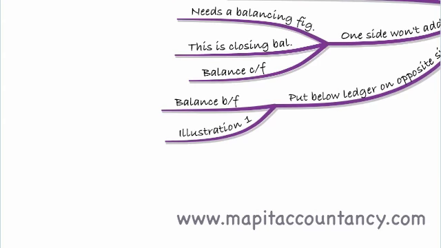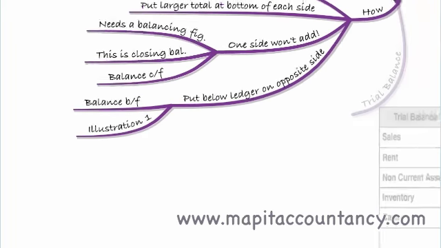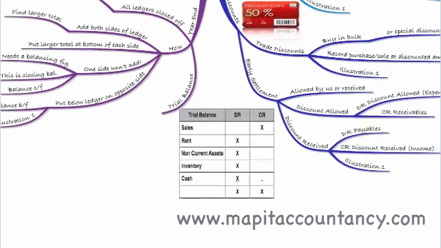So now that we have balanced off all of our ledger accounts, we're going to create what's called a trial balance. Now what this trial balance does is it checks that our debits and credits are all correct. Because remember, our debits should add up to the same as our credits. So that's exactly what we're doing here. We're doing a trial to see if it all balances, and we're calling it a trial balance.